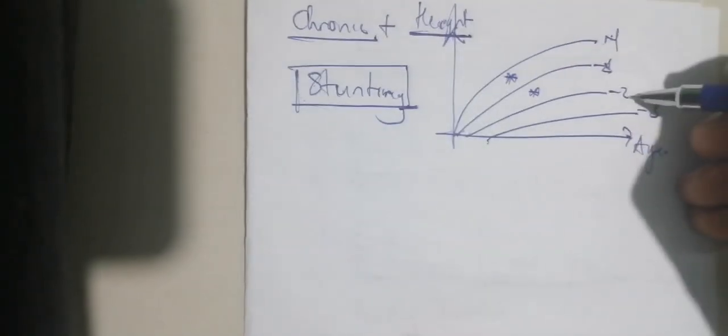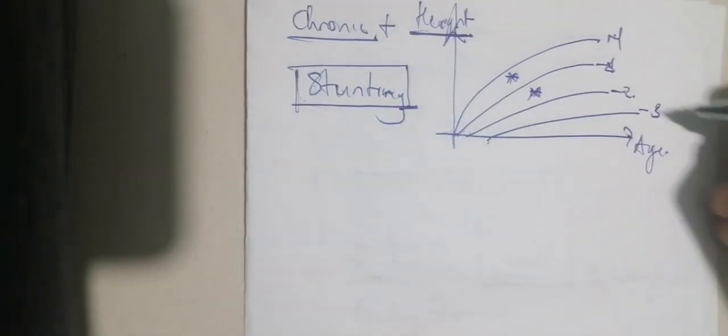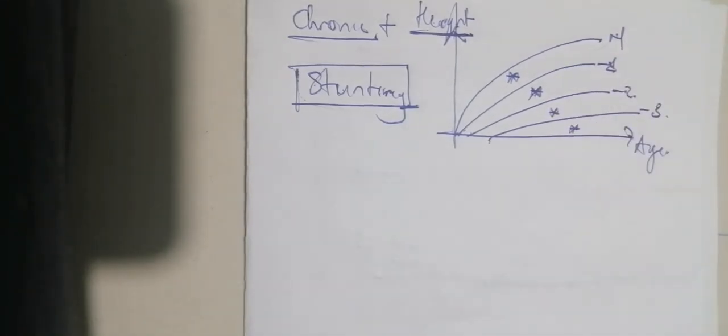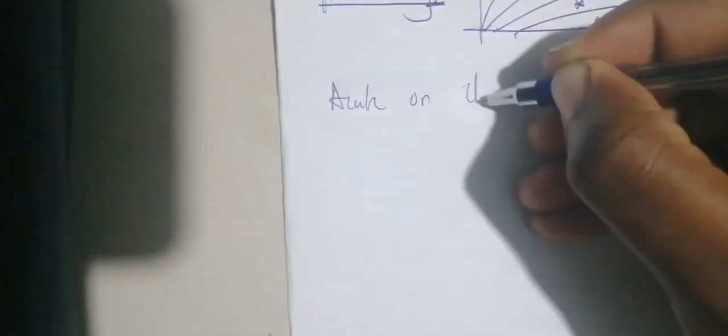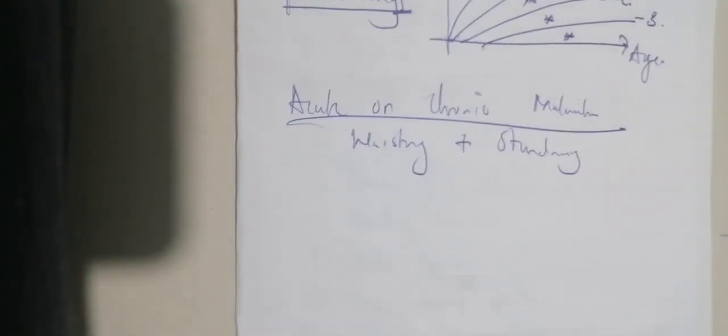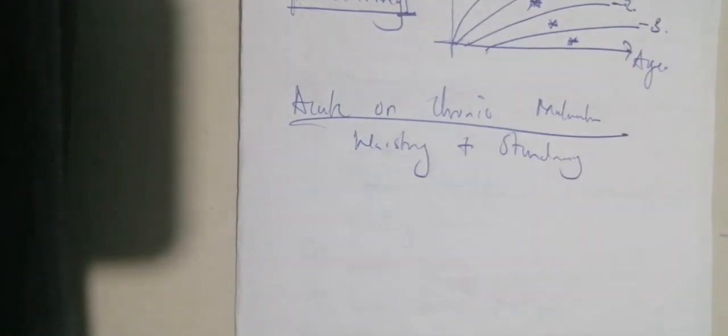So when you are between -1 and -2, it's called mild stunting. If it's between -2 and -3, it's called moderate stunting. If it's less than -3, it's called severe stunting. Is it clear? So those are the different elements that you have to take into consideration when you want to diagnose this. Now, if you want to know an acute on chronic malnutrition, is it clear? What you have to know is that you have both wasting plus stunting. So immediately you have wasting and stunting, that is an acute on chronic malnutrition.